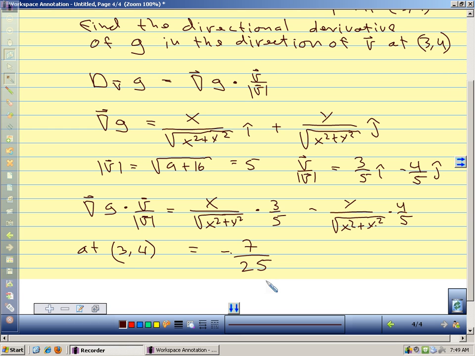Whatever our units are, depending on what our function is giving us. If our surface were in x and y and we're measuring in meters, our function would be changing minus 7/25 meters per meter that we move in the direction of v.